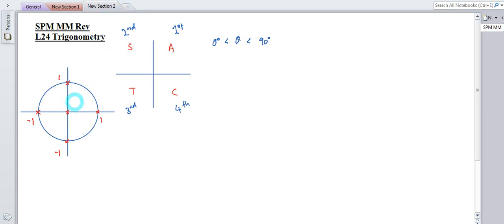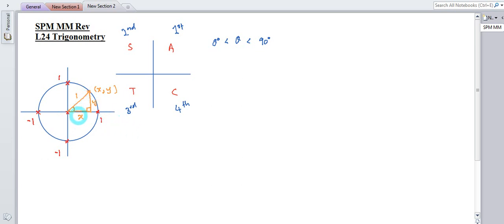If the angle falls on the first quadrant, let's say here will be the angle. I will draw a right angle triangle here to help me get the sine, cosine, and tangent. This is coordinate x and y, right? Here is x, and the height here is y. And this is the radius of the circle, which is equal to 1.